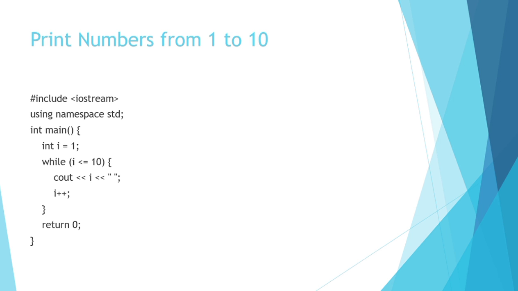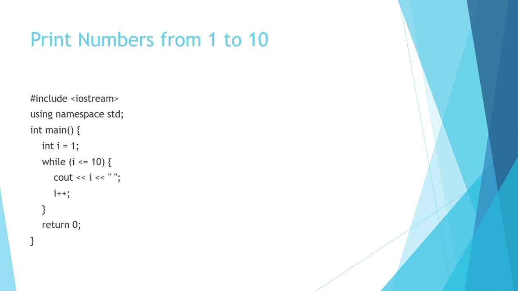cout << i. Inside the loop, this statement prints the current value of i followed by a space. The cout is used for output to the console. i is the value of the loop counter, which starts at 1 and will increase with each iteration. This will print the numbers from 1 to 10 on the same line, each followed by a space.